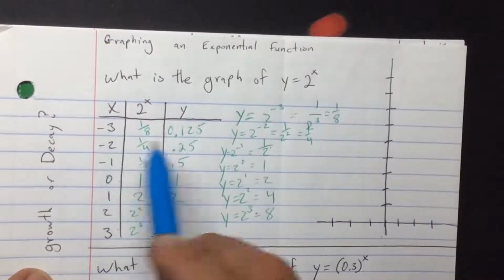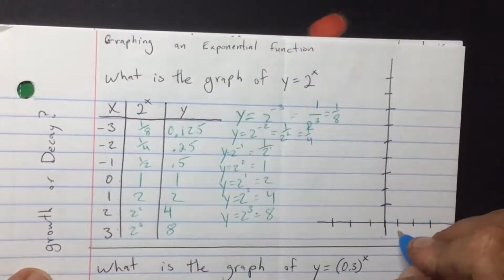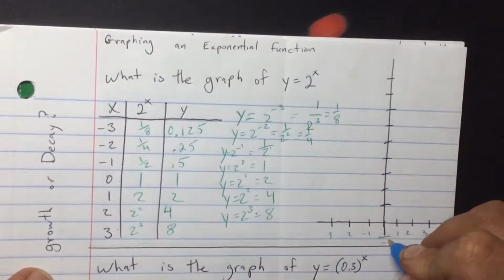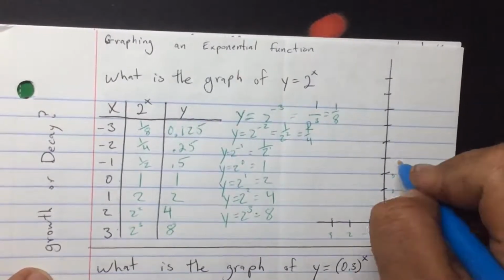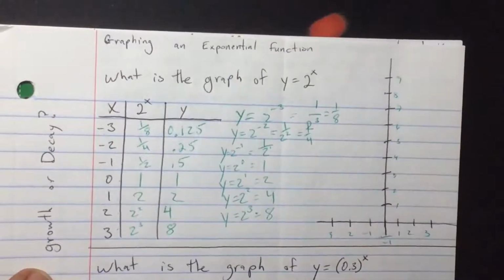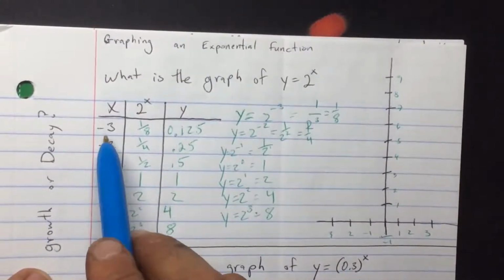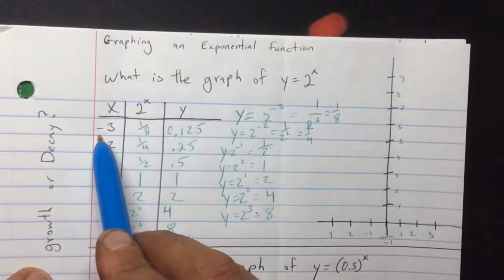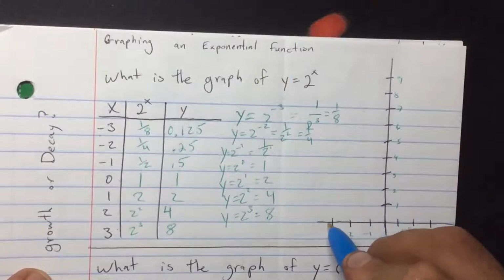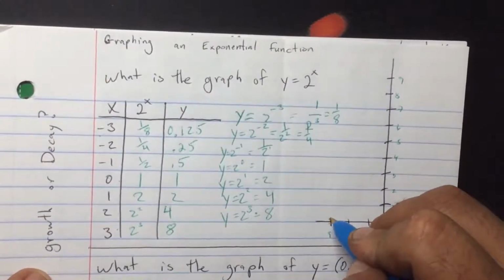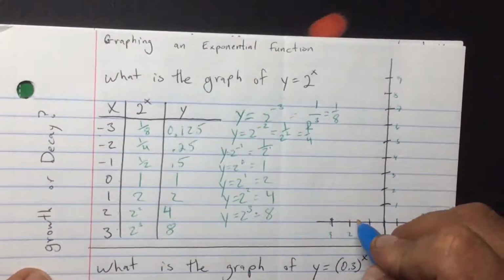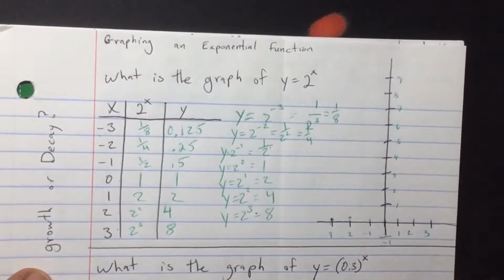And now we just plot our points. We have negative 3, and then we count 1, 2, 3 on the axis. It looks like we're only going to 8, but it's okay. Negative 3 to 0.125 is going to be really close to the axis here. We have negative 2 to 1/4, which is about right there.